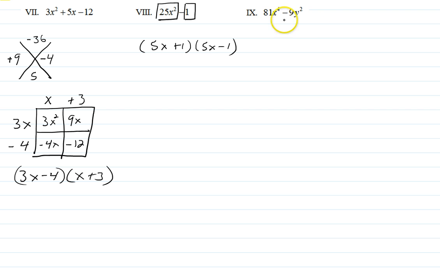Same thing here. This is difference of squares. So we get 9x plus 3y, 9x minus 3y. But now you might notice something. If I go 9x times 9x, that would give me 9x squared. And this needs to be to the 4th power. So here I have to put the 2. Because when I add the exponents, 2 plus 2 will give me that 4.